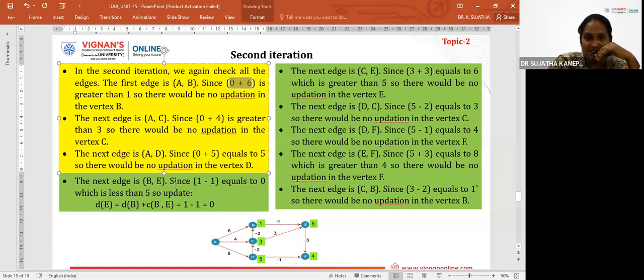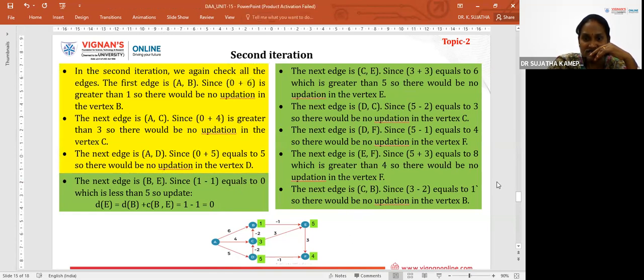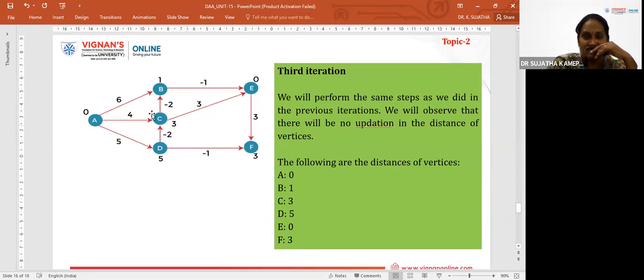Next I can go for BE, whose distance is updated to 0, and here the distance of CE, here also no updation. And here we check each and every one. In all these edges, there are no updations. Now, after the second iteration, the graph looks like this. The distance of B is 1, distance of C is 3, distance of D is 5, distance of E is 0, and distance of F is 3.